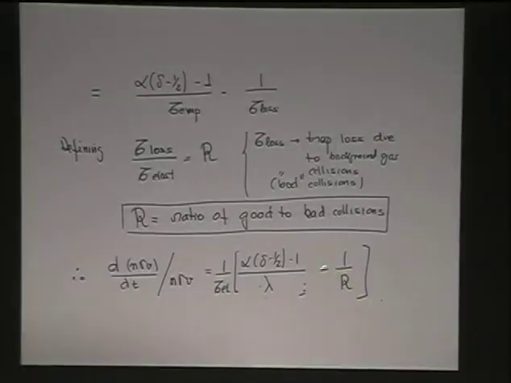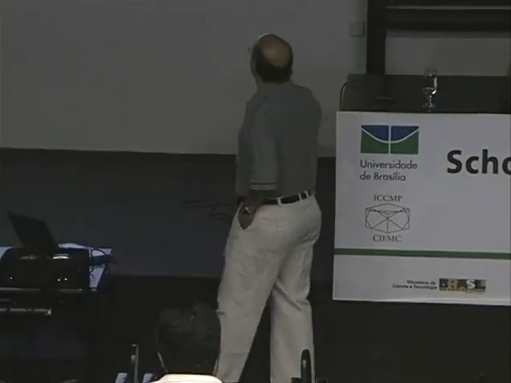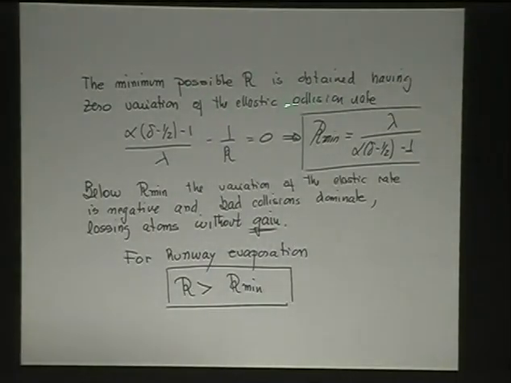So if I put this equal to 0, I arrive at the minimum I can have. The minimum possible R is obtained by having zero variation of the elastic collision rate. So that means that I have a minimum R. This means that the number of collisions with foreign atoms kicking my trapped atoms out, relative to the number of collisions taking place in my sample, has to have a minimum value. Below this minimum value, I lose. Above this minimum value, I win. Which means I increase the density, I lower the temperature, and the system is replacing atoms faster than they are leaving. So this is what I want. I want my system to replace the hot atoms faster than they are going. Then I'm winning.